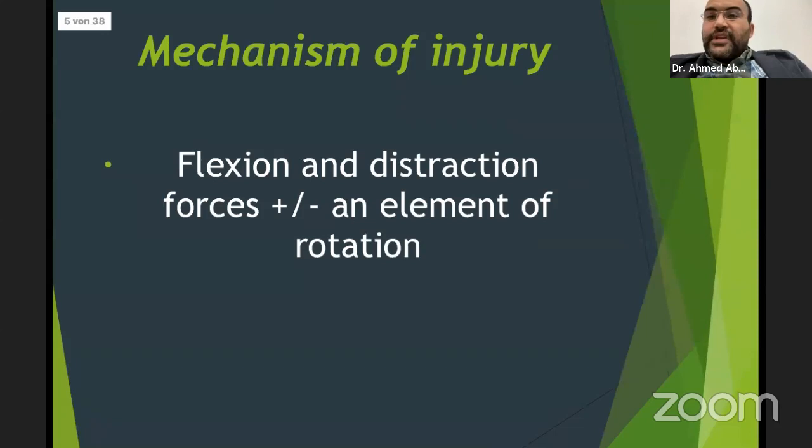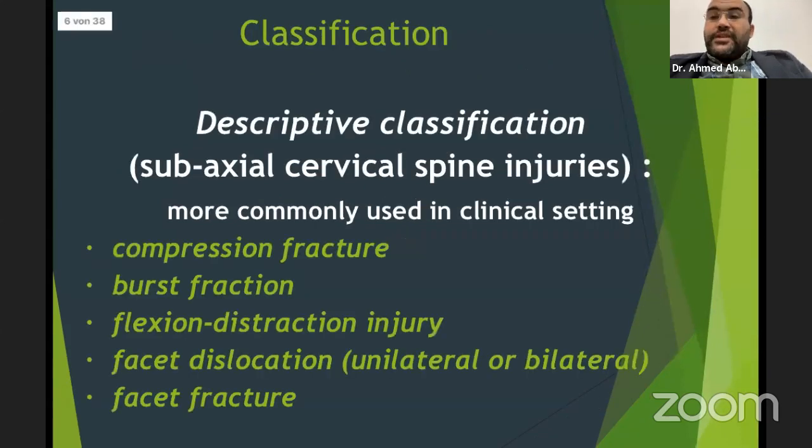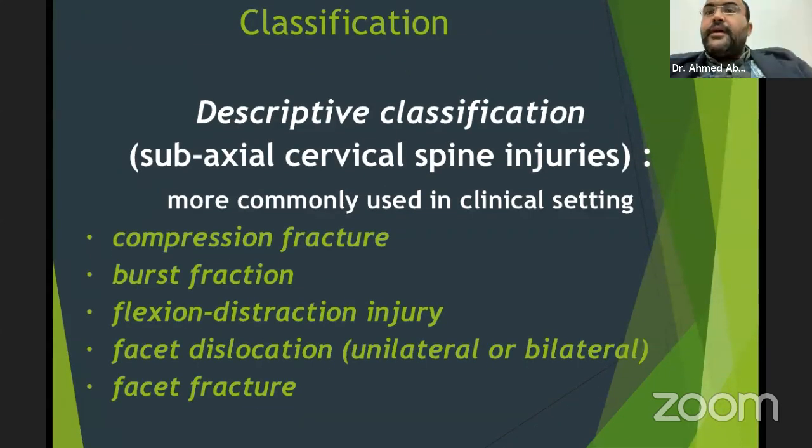The mechanism of injury is a flexion distraction force plus or minus an element of rotation. As for the classification, there are two types: the descriptive one, which is widely used in the clinical setting. It comprises the compression fracture, the pedicle fracture, flexion distraction injury, facet dislocation, whether unilateral or bilateral, and facet fracture.